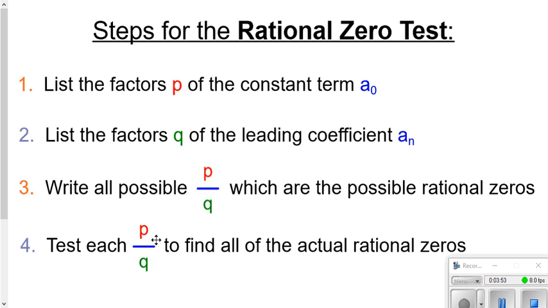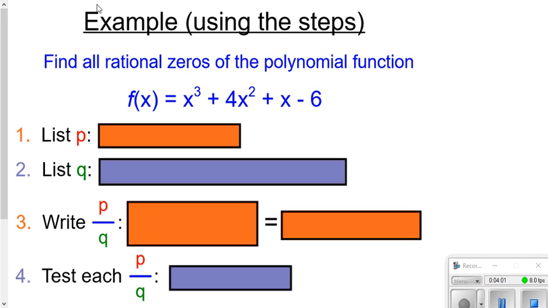Again, by testing them, we mean we are going to substitute it into the polynomial, evaluate it to see if it actually comes out as 0. So let's try our first example using these steps. Our question is, find all rational zeros of the polynomial function f of x equals x cubed plus 4x squared plus x minus 6. So we're just going to go right down the list with all of our steps.